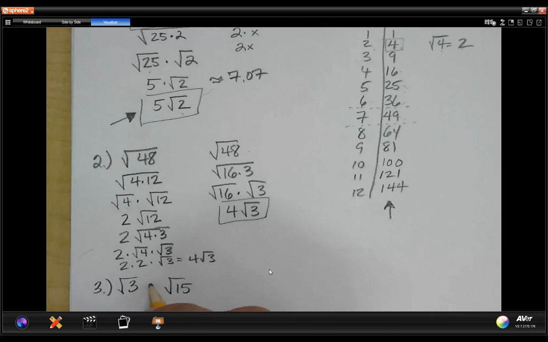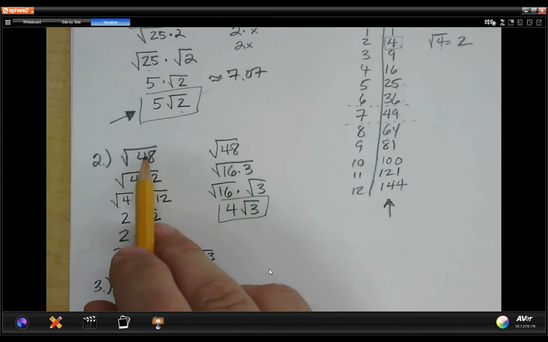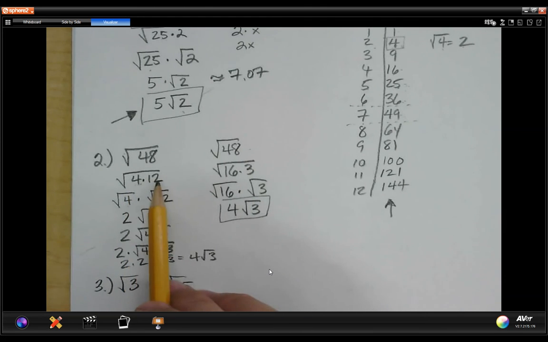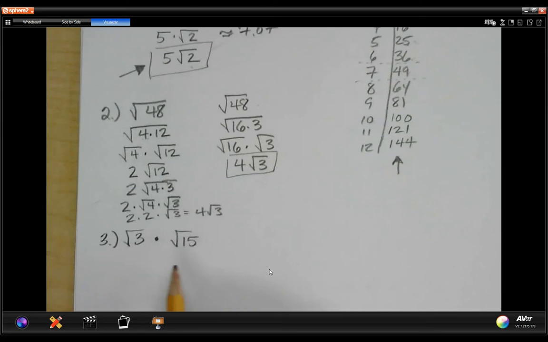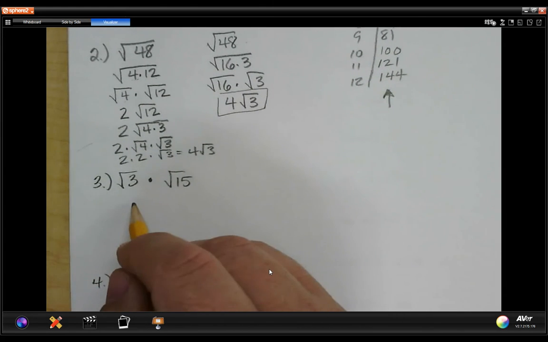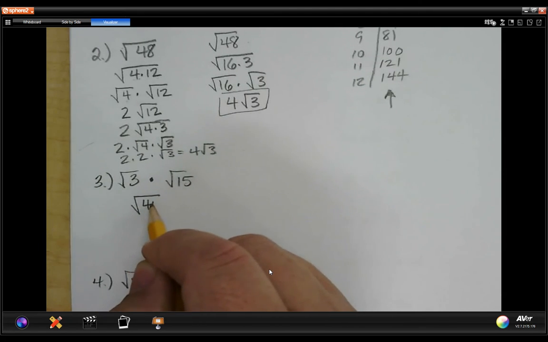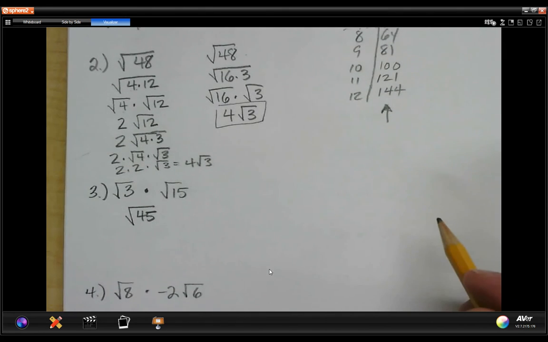But you notice I've got a multiplication right here. Now, what did we say up here? This is the same thing as that. So we took 48 and divided it into 4 times 12. Well, I can work that the other way as well. I could take the square root of 3 times the square root of 15. So 3 times 15 is actually 45. And now maybe for the square root of 45, I could find a perfect square.